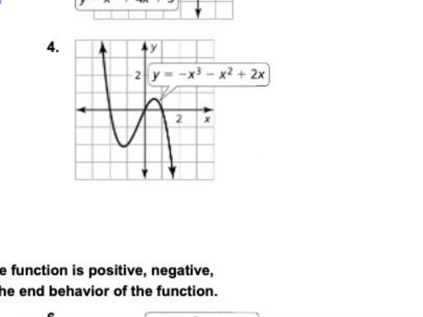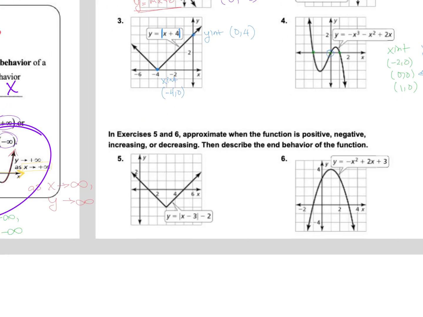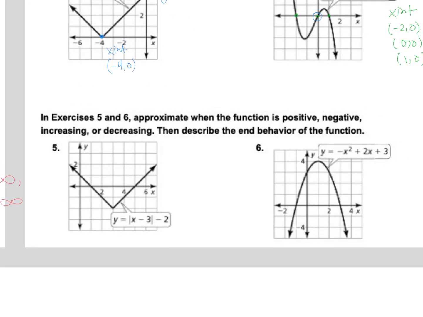And we have x, x, x, and y. So our x-intercepts are, let's see, (-2, 0), (0, 0), and (1, 0). And our y-intercept happens to also be the origin, (0, 0). Okay, we're almost done here. Approximate when the function is positive, negative, increasing, decreasing, then describe the end behavior of the function.